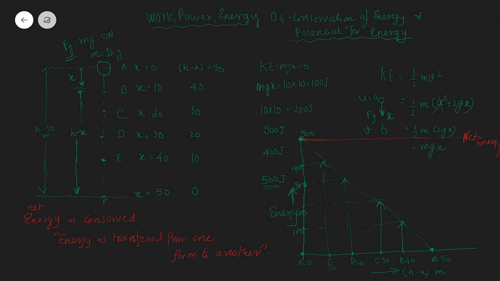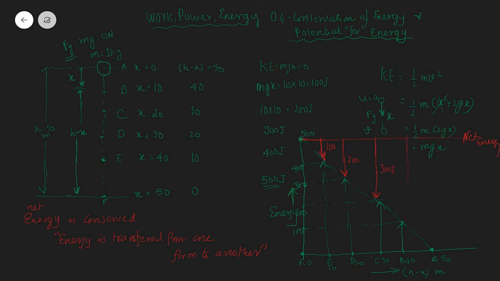So if this is our net energy, initially we have a total of 500 joules, but if you go to point E, you have only 400 joules. So there is a deficit of 100 joules. There's a deficit of 100 joules. And here there is a deficit of 200 joules. Here there is a deficit of 300.